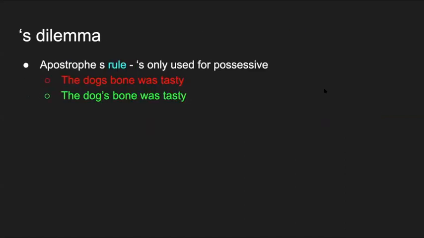Next one, apostrophe S dilemma. So this is the apostrophe S rule. Apostrophe S only for possessive. So the dog's bone was tasty is incorrect because the bone belongs to the dog. So therefore, the dog apostrophe S bone was tasty. That's all we'll do for today for this one. We will add more in the future.